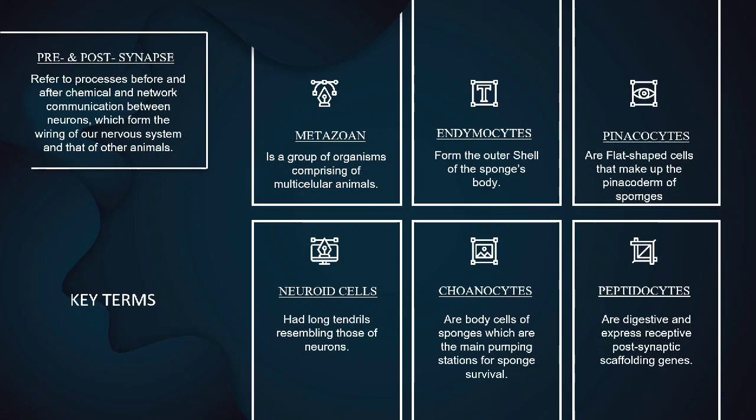tendrils resembling those of neurons, choanocytes, which are the main pumping stations of sponge survival, peptidocytes, which express receptive postsynaptic scaffolding genes, and we have pre- and post-synapse, which refer to processes before and after chemical and network communication between neurons, which form the wiring of our nervous system and that of the other animals.